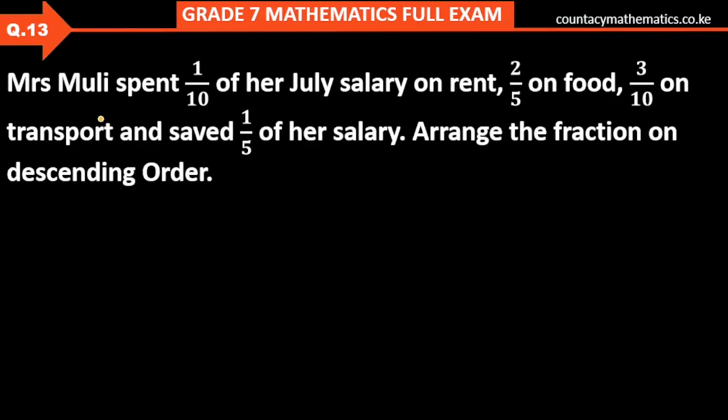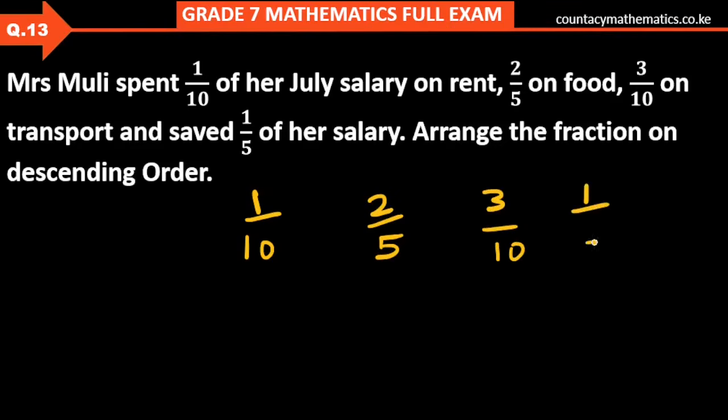right. So we have 1/10. These are the fractions that you're supposed to compare. 1/10, we have 2/5, we have 3/10, and finally, we have 1/5. Amazing. So we have them right like that. So let's get right into this. We have all these fractions the way that they are like that.